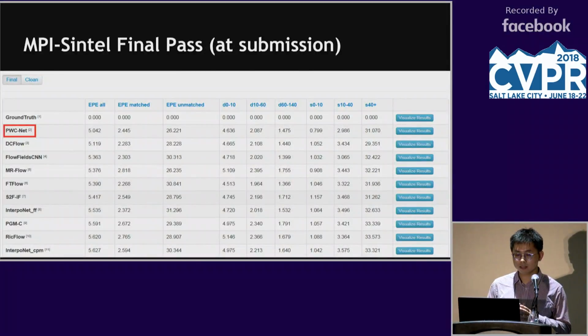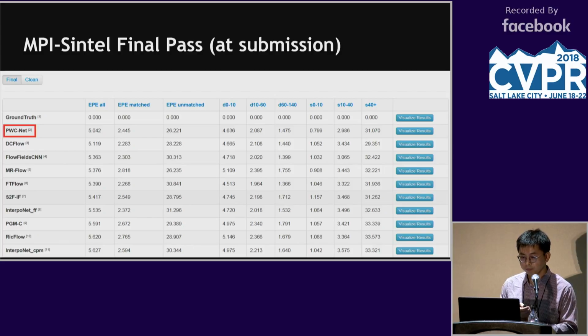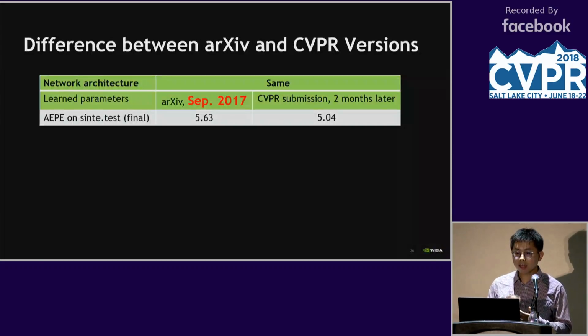This is the Sintel final pass table at the time of submission. PWC-Net was top ranked. And we archived our paper in last September. And 2 months later, we make the CVPR submission. And there was about a 10% improvement in performance. And I received quite a few inquiries about what's the difference, because the network is exactly the same.